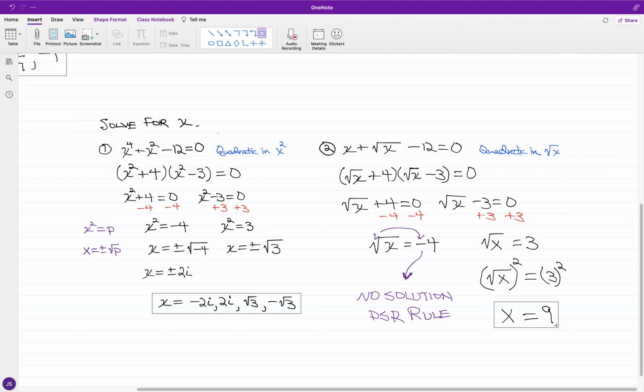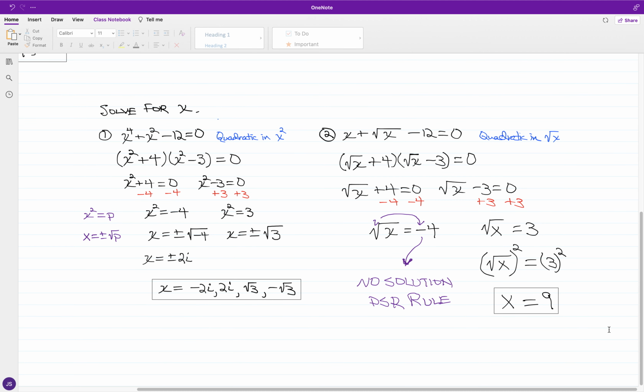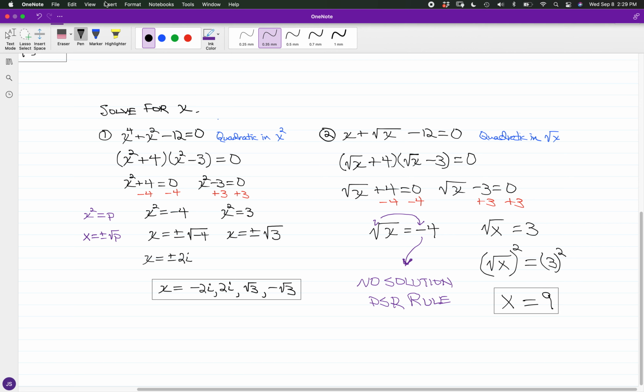You can do a quick visual check. We have x at 9, and the square root of 9 is 3. 9 plus 3 is 12, and in turn 12 minus 12 is equal to 0. So that's another couple of cases of equations that are quadratic in form.